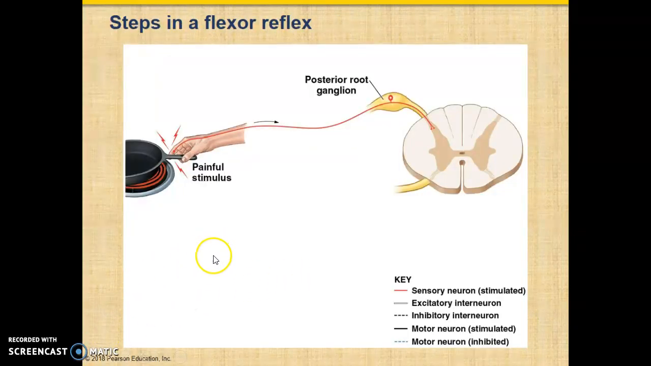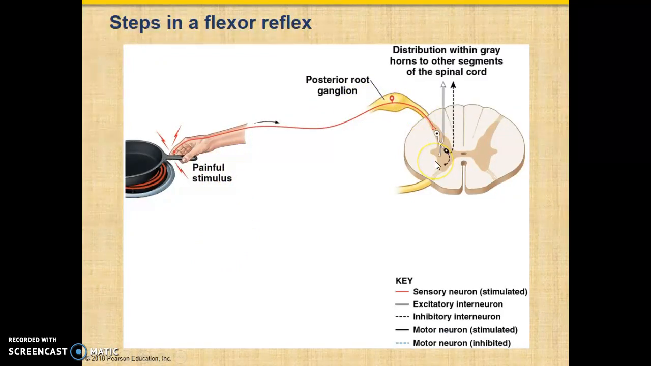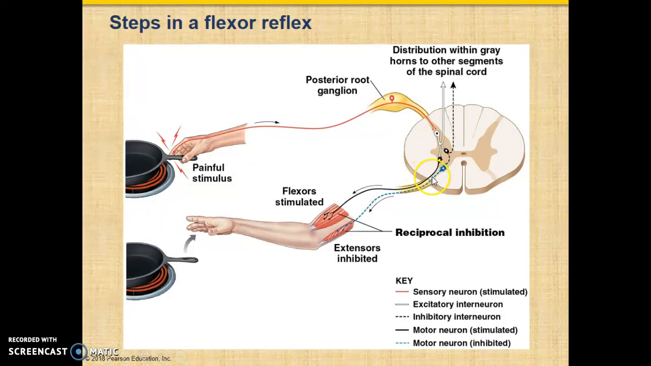So here you are grabbing your hot pan. Information comes in through the posterior root ganglion, synapses, and motor information goes out to your flexor to flex your arm, but at the same time as you're flexing your biceps, your extensors, your triceps brachii, must be inhibited.